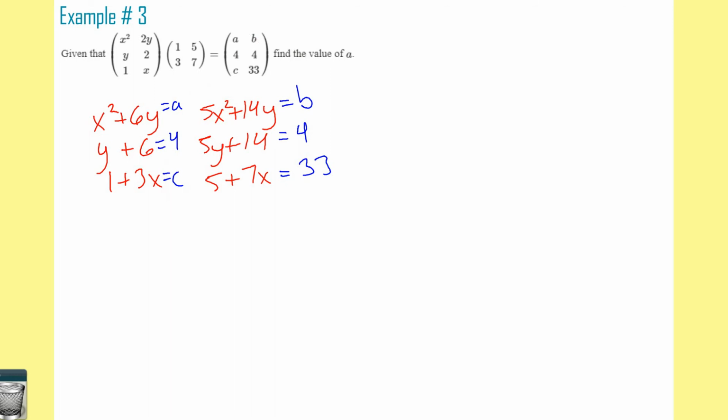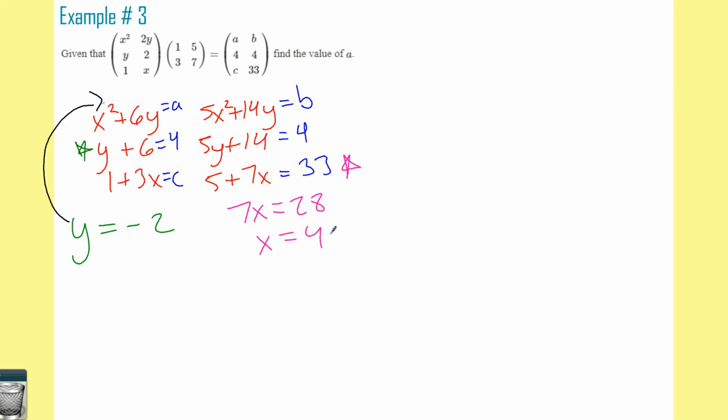So I just pick stuff out and start solving. Let's do that one. That one's easy enough. That one tells me y equals -2. Okay, I'm getting closer to figuring out what a is. So I also need to figure out what x is. Alright, we've got it here. We can solve for that. Get 7x equals, subtract the 5, 28. So x equals 4.